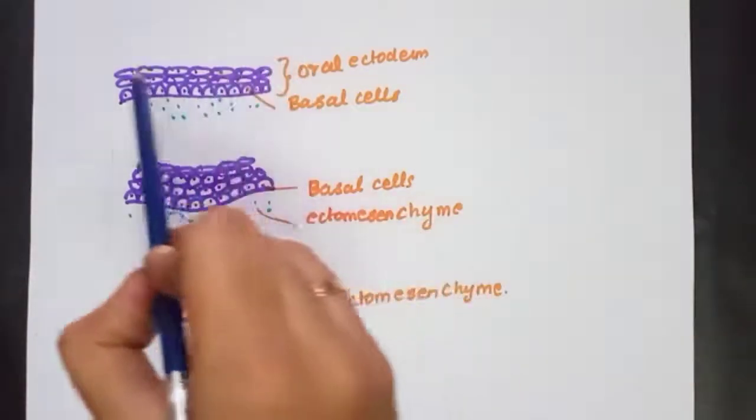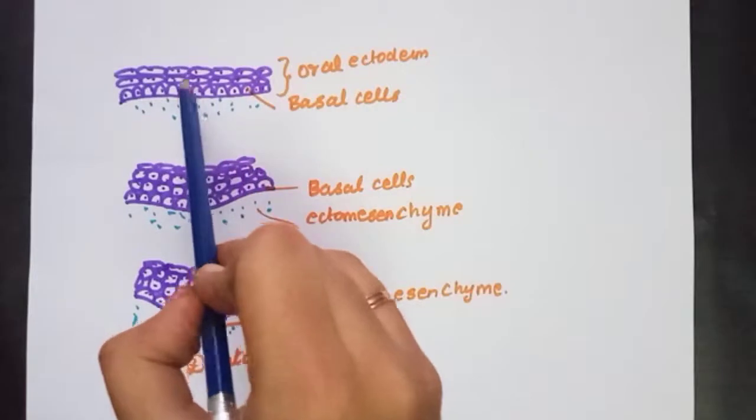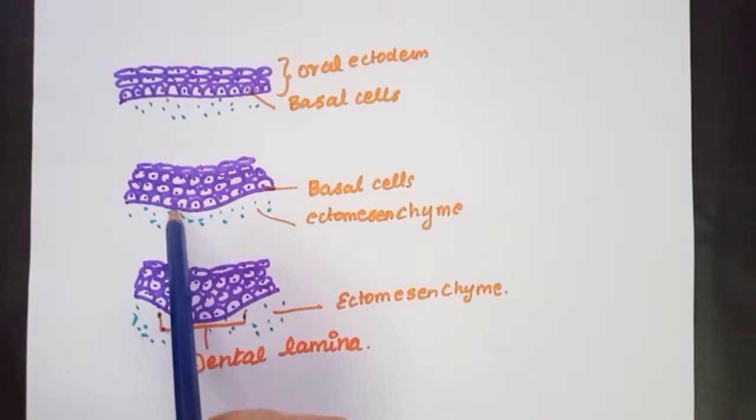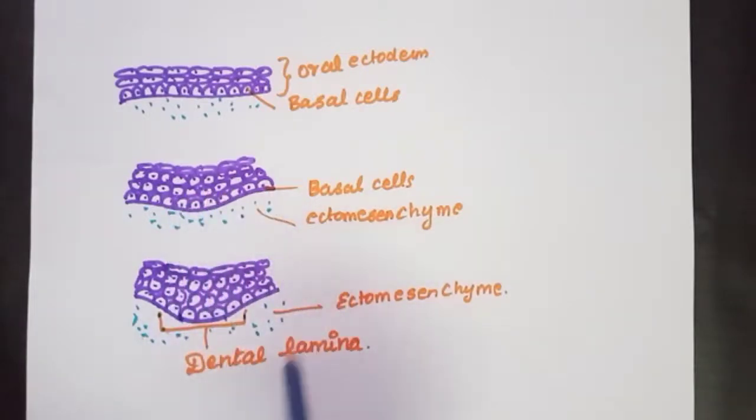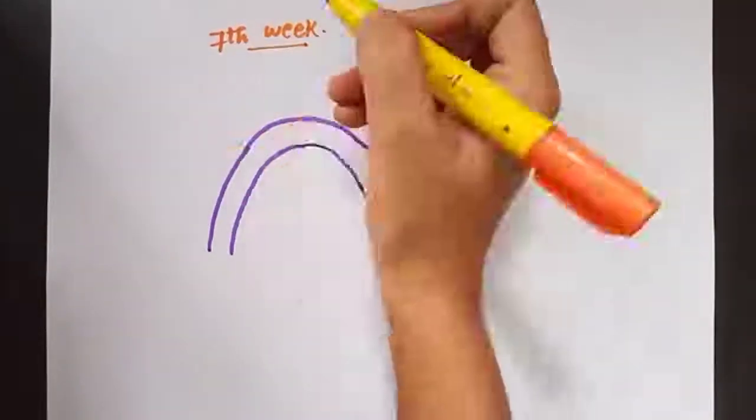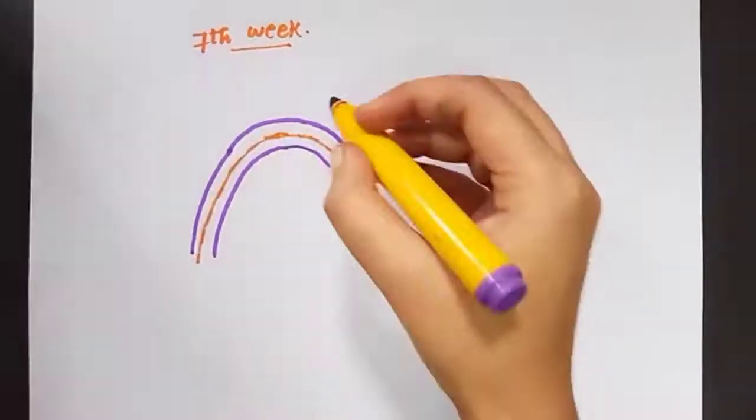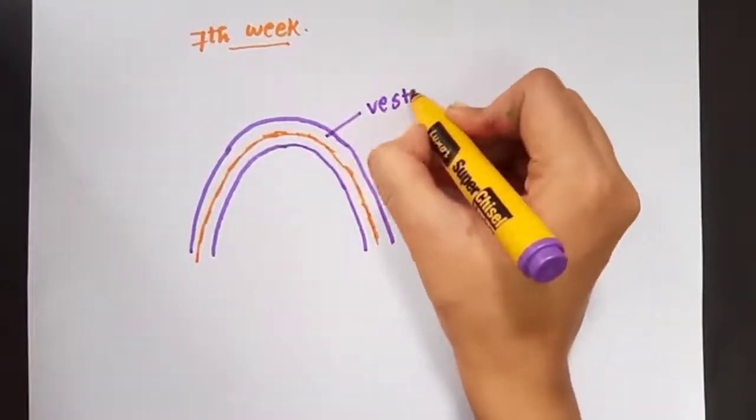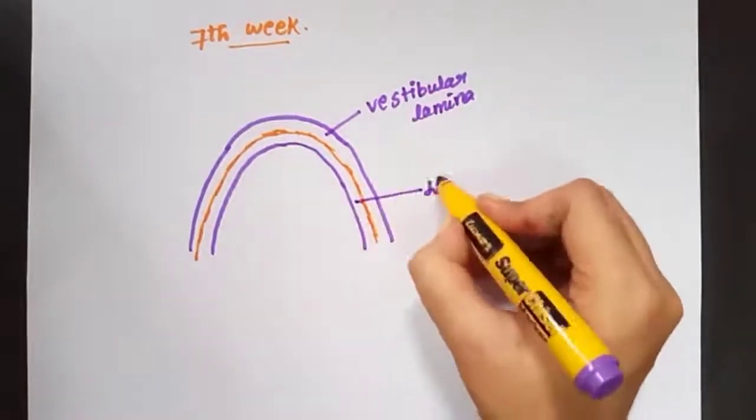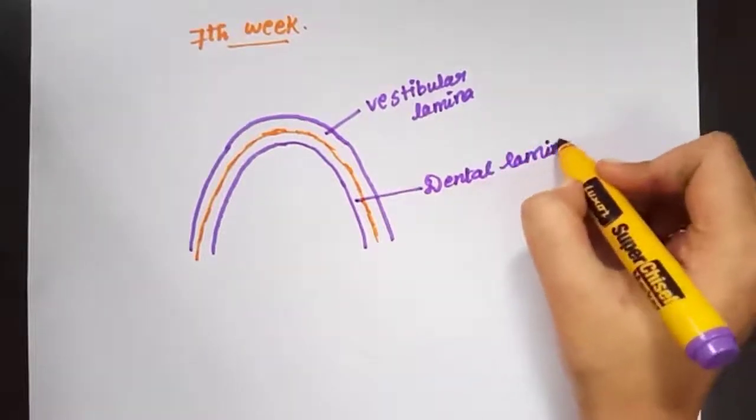This is the oral ectoderm and these are the basal cells, alright? Certain areas of these basal cells proliferate rapidly, that is, increases rapidly to form an epithelial band, that is dental lamina, and invades the ectomesenchyme. This dental lamina forms in a horseshoe shape along the future dental arch. And on the 7th week, this primary epithelial band divides into outer buccal process called vestibular lamina towards the lips and cheeks, and inner lingual process called dental lamina towards the tongue.